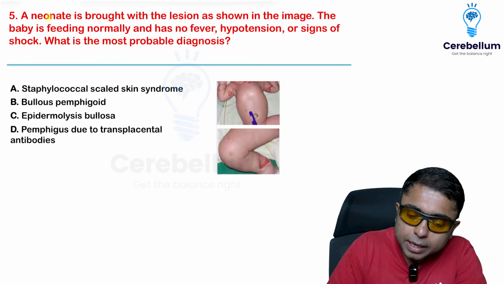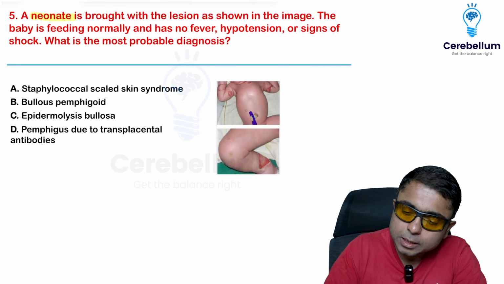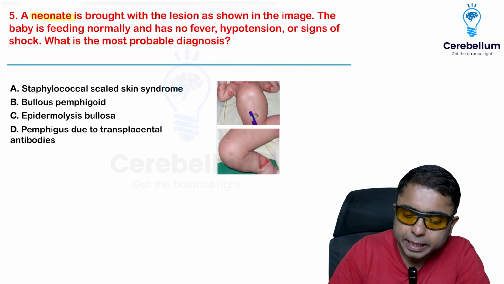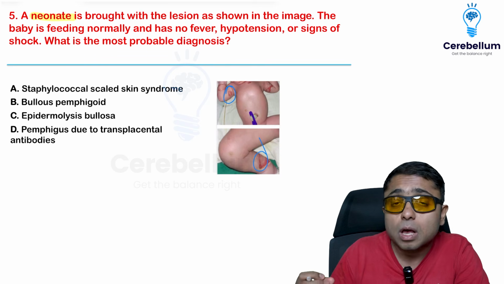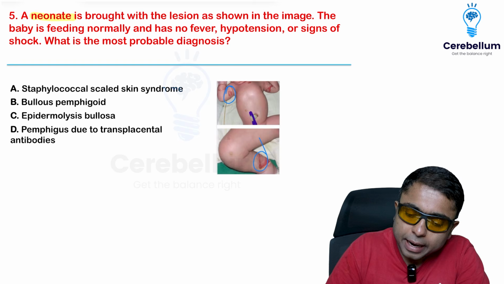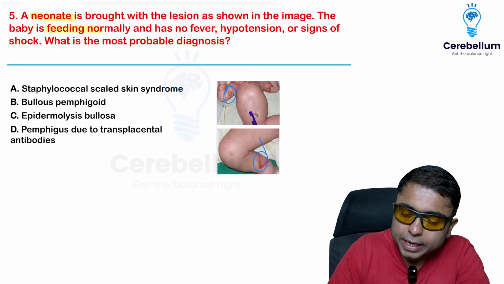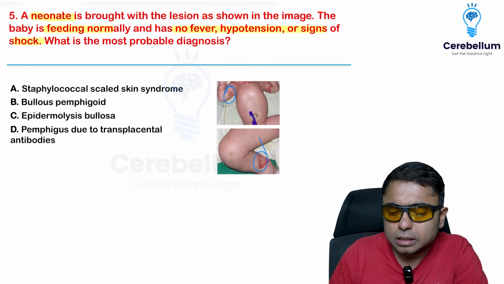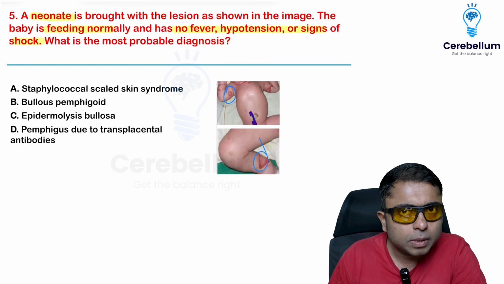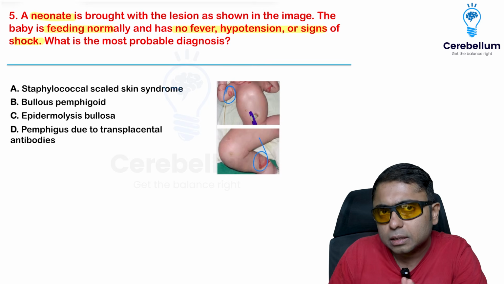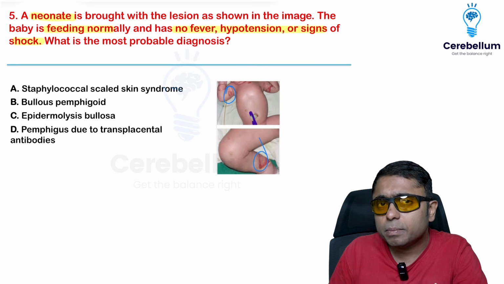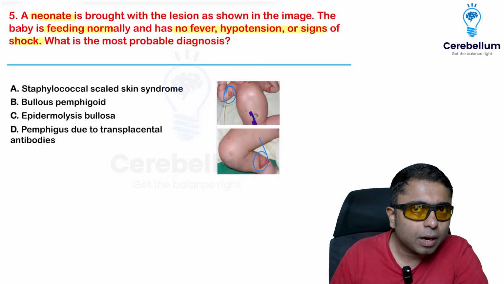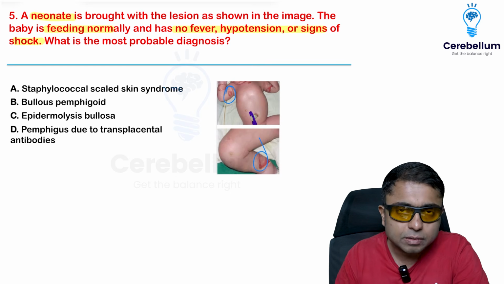Next, a neonate, or we can say a newborn, is brought with the lesion as shown in the image. And in the image, students have seen that the child is having erosions over the extremities, right? And it was given that the child is feeding normally and has no fever, hypotension, or any signs of shock. So the newborn is absolutely normal and comfortable, without any other problems apart from the skin lesions. So what do you think is the most likely diagnosis? Remember, in this case, students were having many doubts about the other differentials which are there in the options.